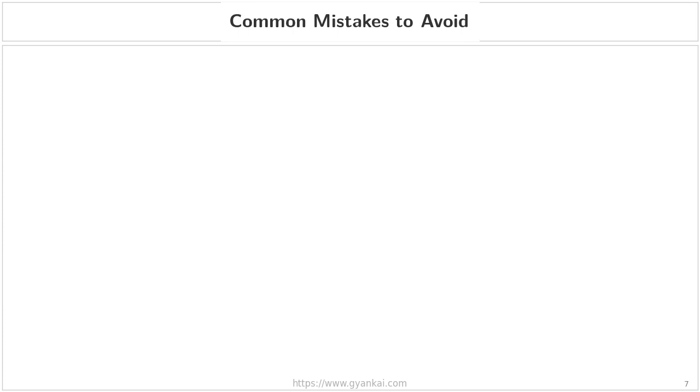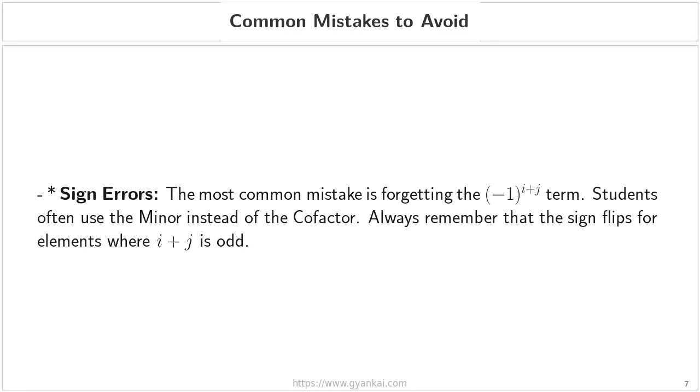Common mistakes to avoid. First, let's talk about sign errors. This is, by far, the most frequent mistake I see. When you are calculating your values, many students accidentally use the minor instead of the cofactor. Remember, the cofactor is not just the determinant of the remaining submatrix. You must include that alternating sign term, which is -1 raised to the power of i plus j. A simple way to keep track is to remember that the sign flips. It becomes negative whenever the sum of the row index and the column index is an odd number.